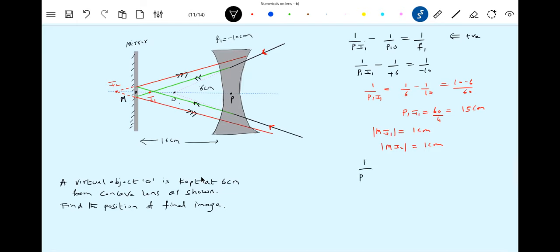Okay, now again, 1/PI3 minus 1/PI2 equal to 1/focal length. Towards right will be positive. So PI2, 16, this will be 1 centimeter. So this will be 17, minus of this, focal length minus 2. Minus 1 by 17 minus 1 by 10.